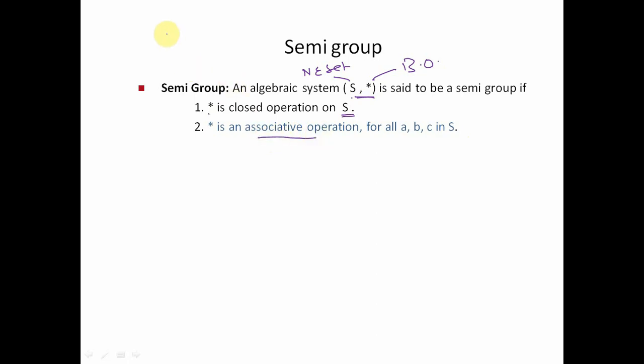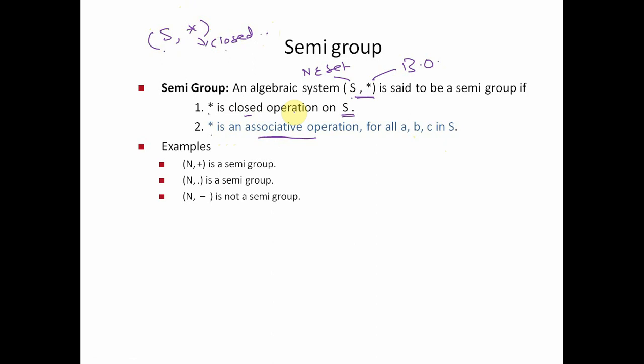Initially we had a non-empty set S and a binary operation star. This combination is said to be an algebraic structure if the binary operation is closed. Now, if star is associative as well as closed, then it is called a semigroup. For example, the set of natural numbers along with addition is a semigroup.